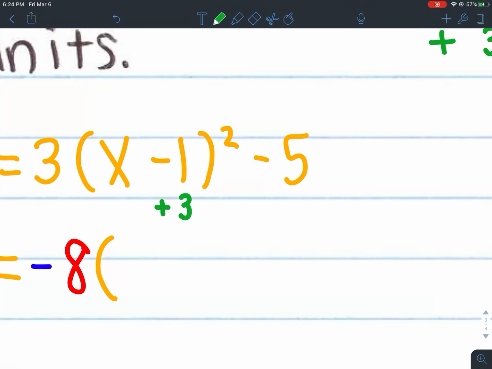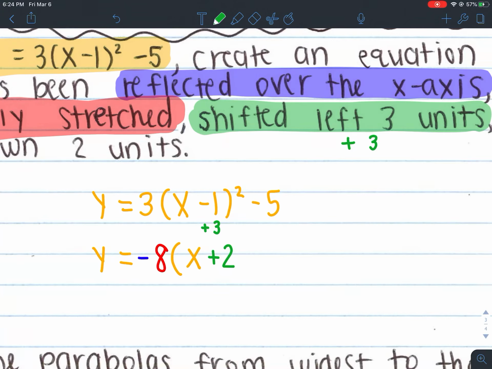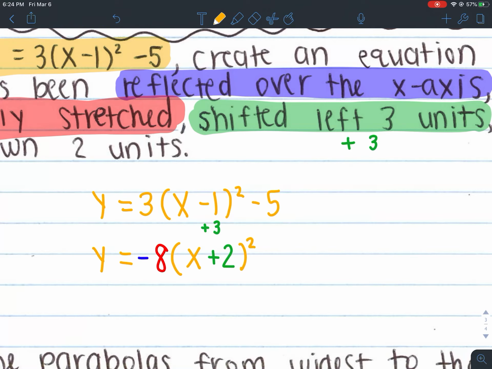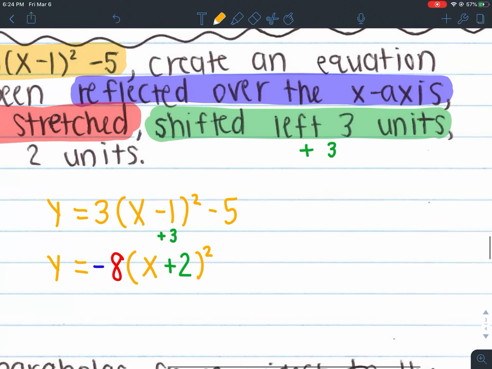What's negative 1 plus 3? That's going to be positive 2. So again, we're shifting it left from where it currently is. Currently it is to the right 1, and if I shift it to the left 3, it's just going to be at the left 2. So we're adding it onto what we already have. For example, if this said I needed to shift it to the left 5 units, I would add 5 and I would get positive 4. So you want to add it onto what you already have.